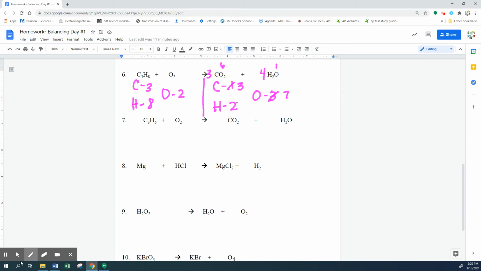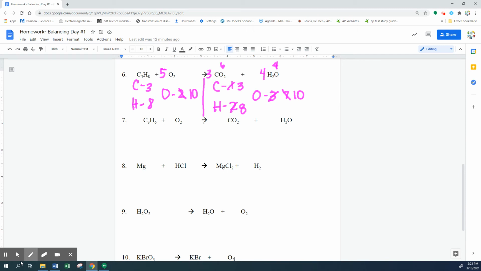That does change my hydrogen to 8. It also changes my number of oxygen. So I still have these 6 over here for CO2, but now I've changed this to 4. 6 plus 4, I have 10 oxygens. So I need on my reactant side to get 10 oxygens over here. 10 divided by 2 is 5, so I need a coefficient of 5. 3, 8, 10, 3, 8, 10.